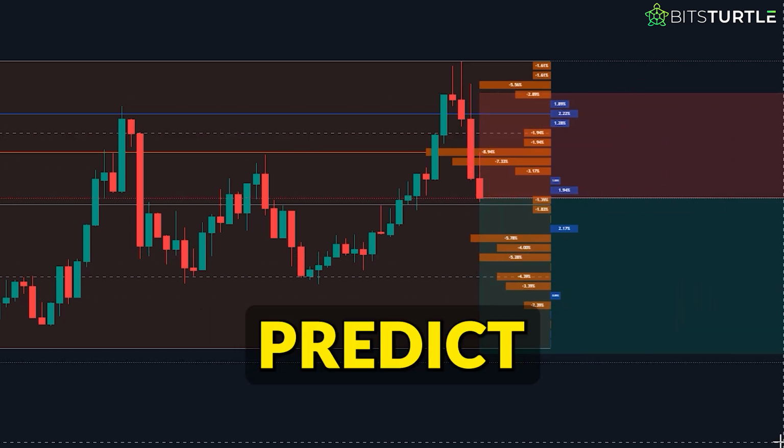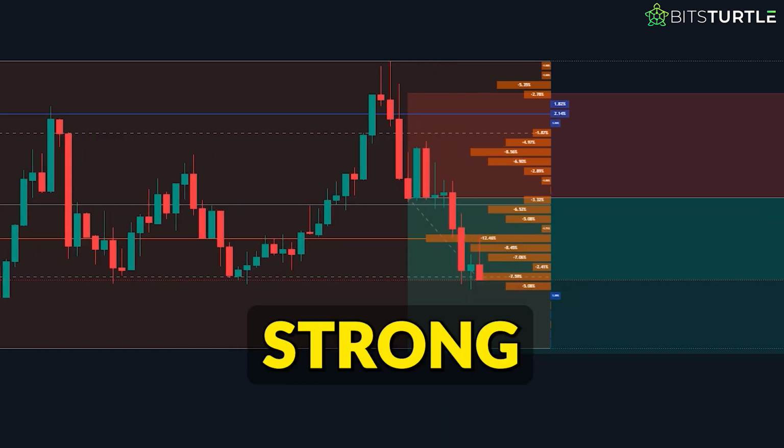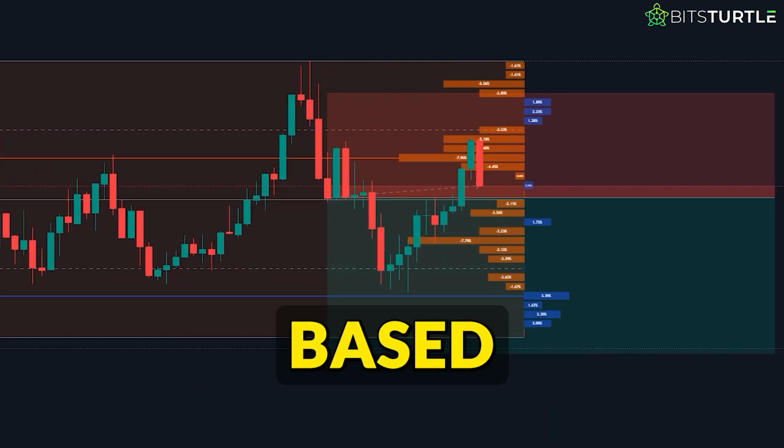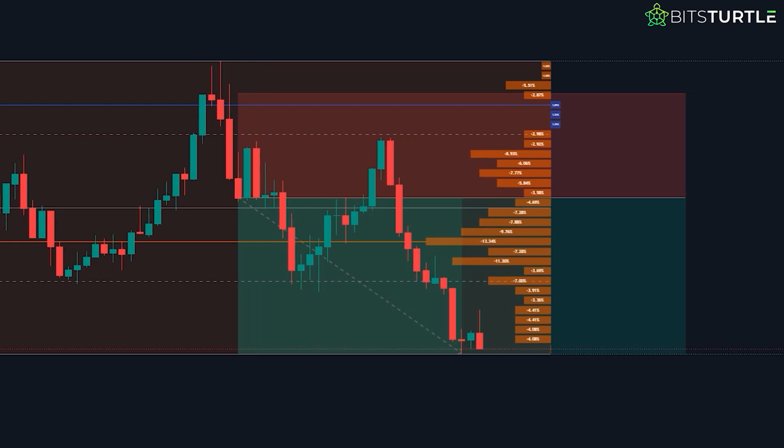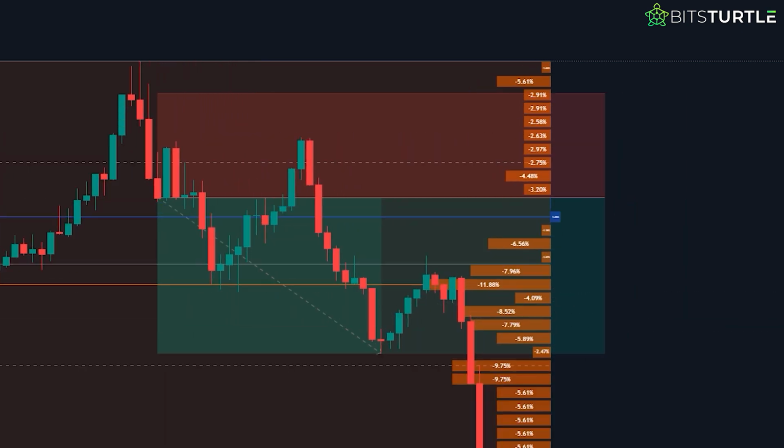This indicator doesn't predict the future perfectly, but it gives you a strong indication of what's most likely to happen based on what traders are doing. Use it as a guide to make smarter, more confident trading decisions.